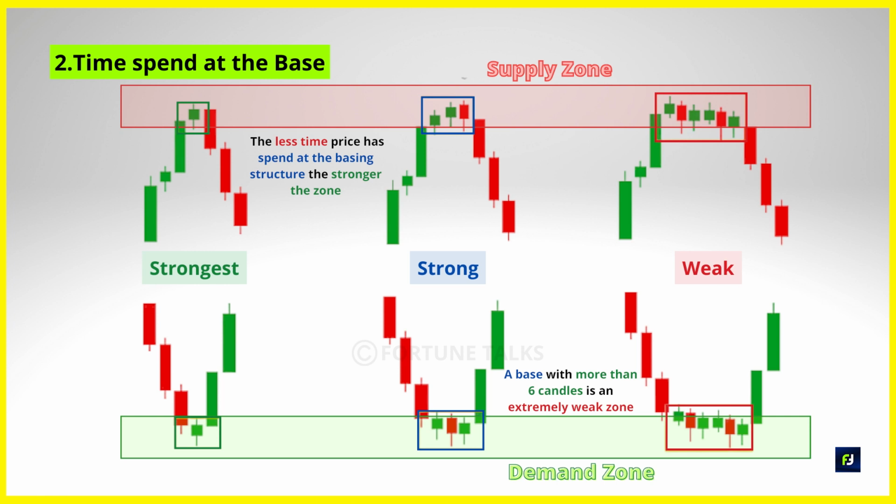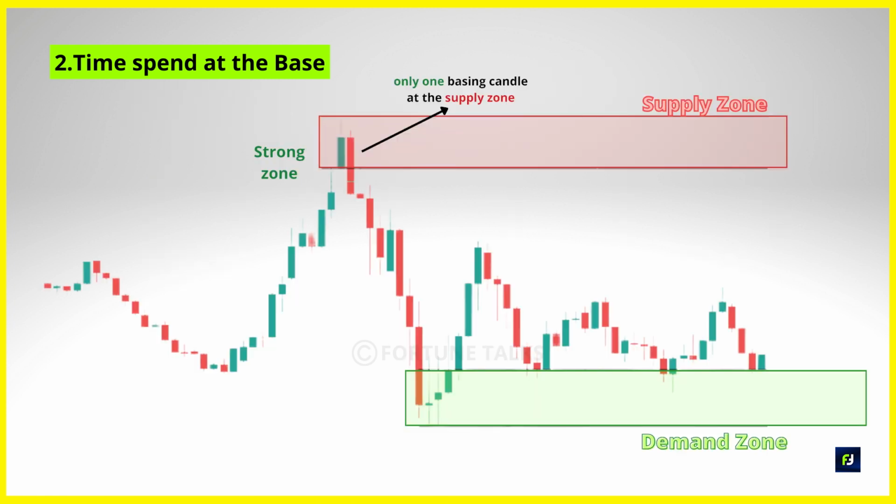So this clearly means that if the imbalance is important enough to generate a directional move, the price has to spend less time at the basing structure. That is why we should limit the number of candles to between 1 and a maximum of 6 at the base. Now take a look at this chart. We have a rally base drop structure but with only one basing candle at the supply zone.